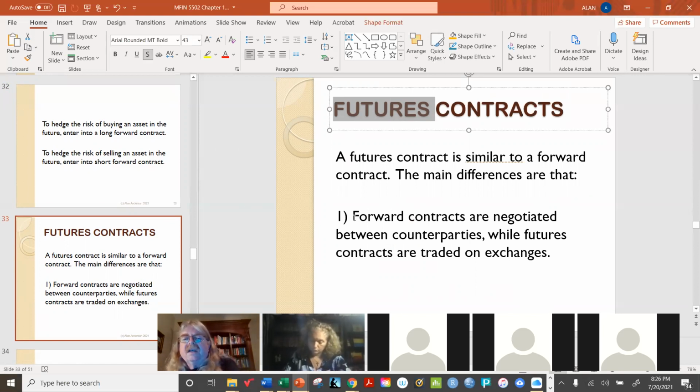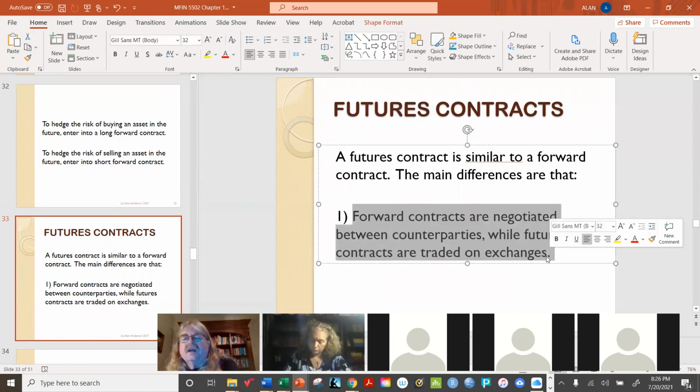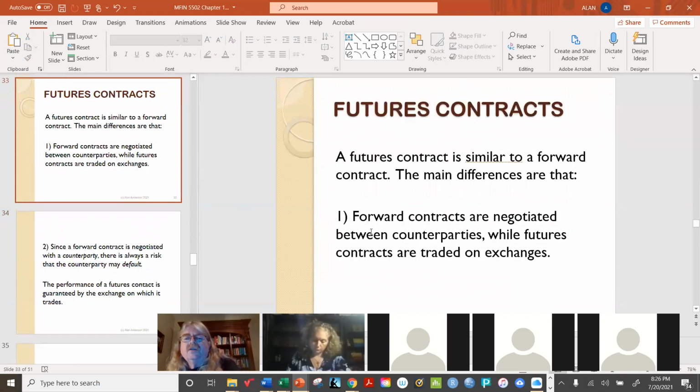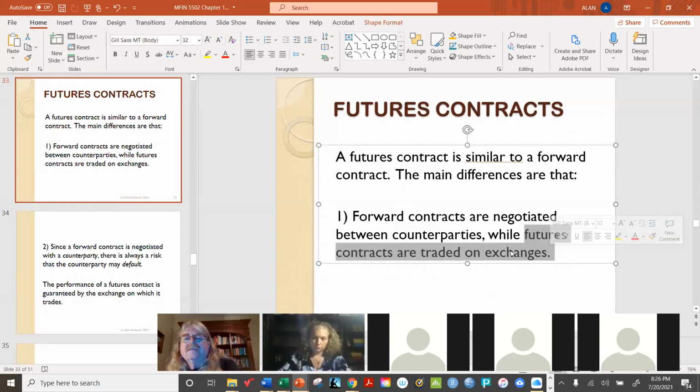But there are some key differences. First, as we've already seen, forward contracts are negotiated directly between counterparties, which means that they're flexible. A futures contract can only be bought on an exchange, like the Chicago Mercantile Exchange, which means that you can only take whatever contracts they have. There's no flexibility. You take what they have or you don't take anything.